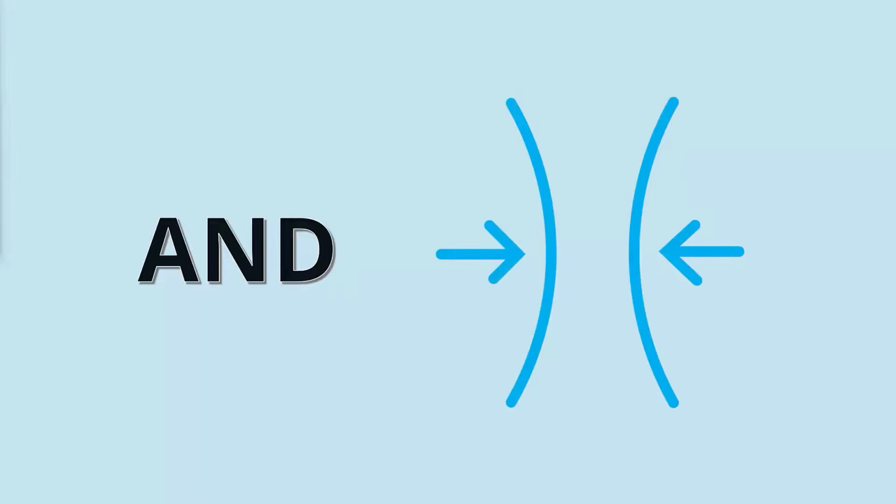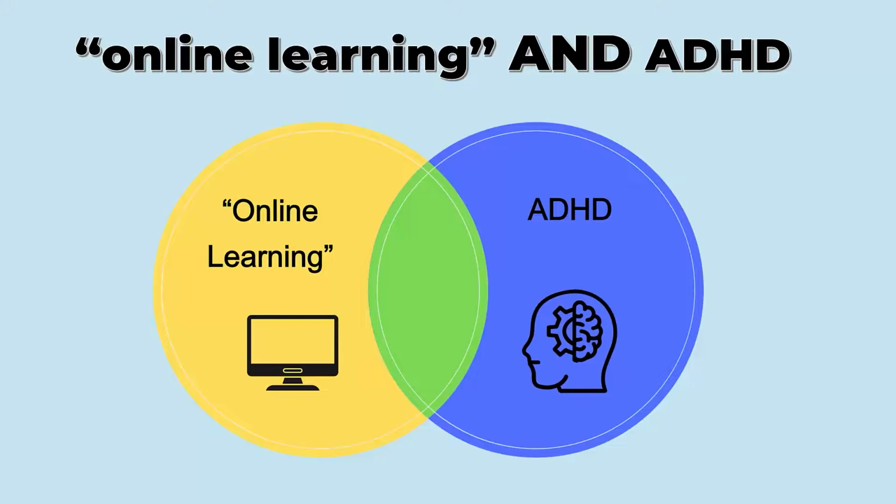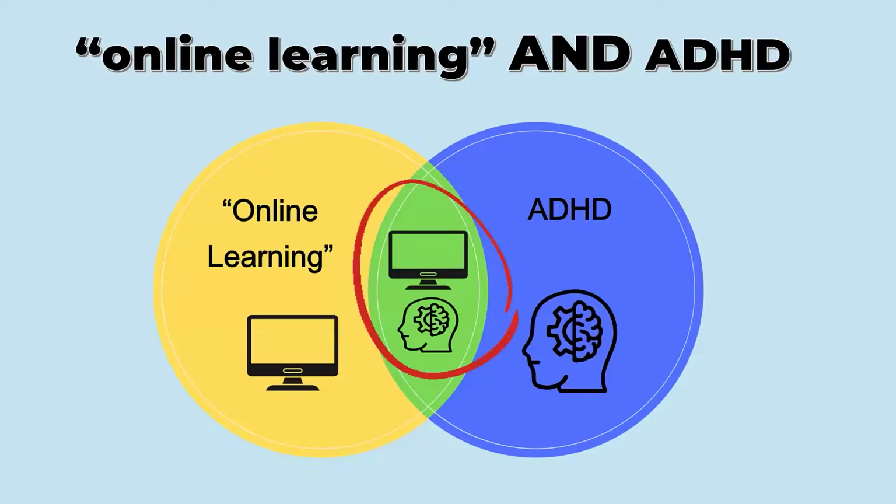AND narrows searches and narrows your results. By using the connector AND, you will have fewer results to dig through. When you search for online learning AND ADHD, those words would appear in each search result.